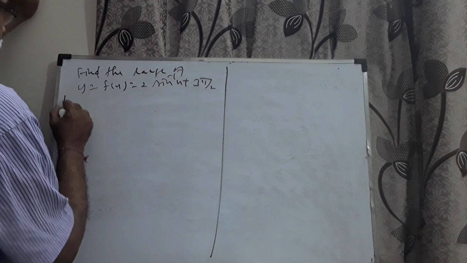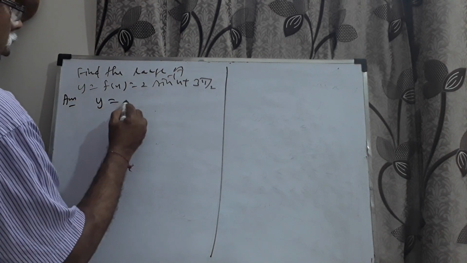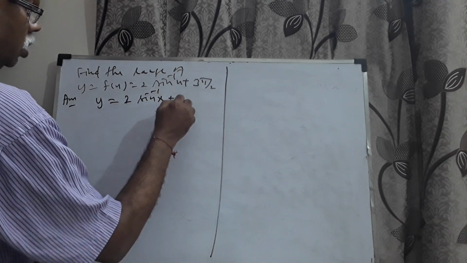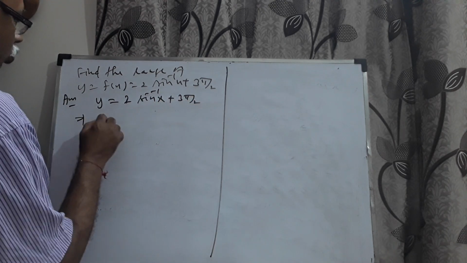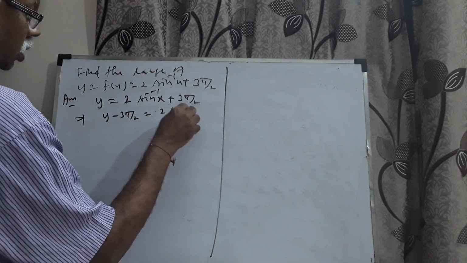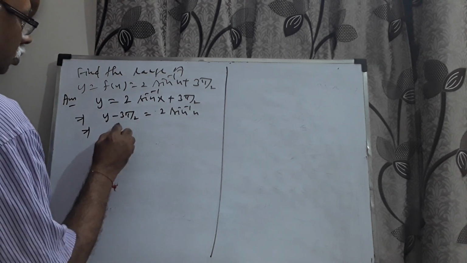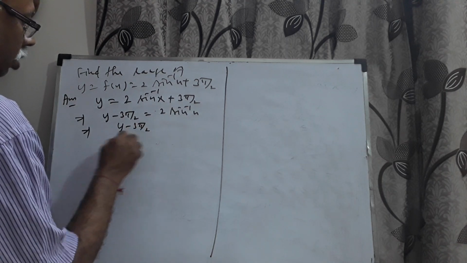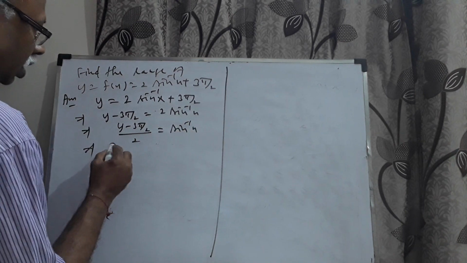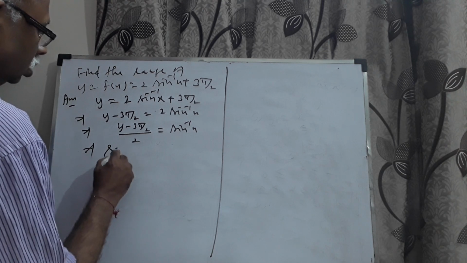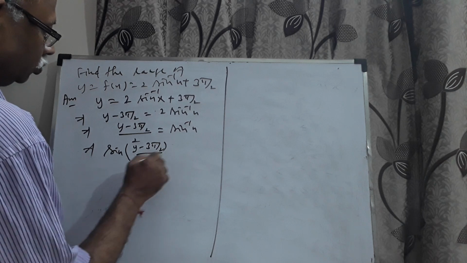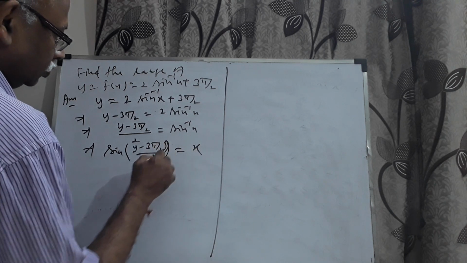Answer: y is 2 sine inverse x plus 3 pi by 2, which implies y minus 3 pi by 2 is equal to 2 sine inverse x, which implies y minus 3 pi by 2, divided by 2, is equal to sine inverse x, which implies sine of (y minus 3 pi by 2) by 2 is equal to x.